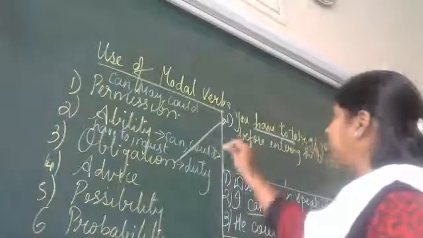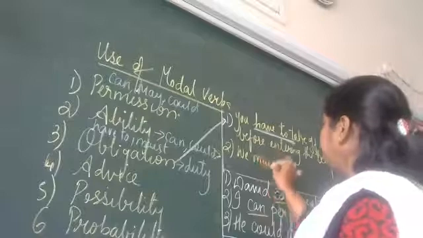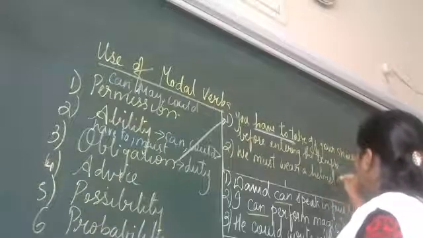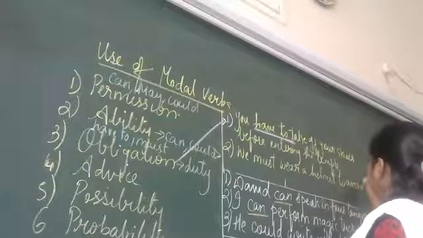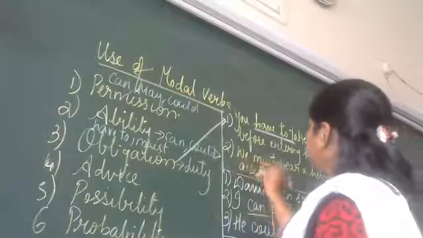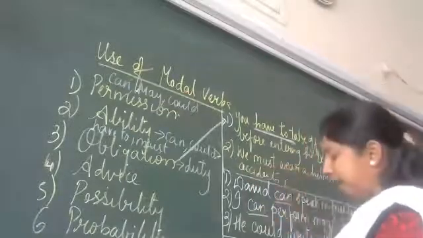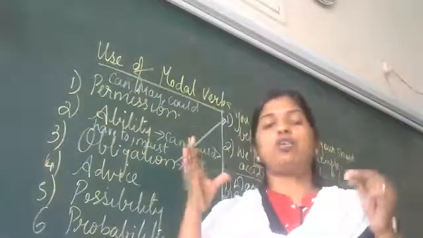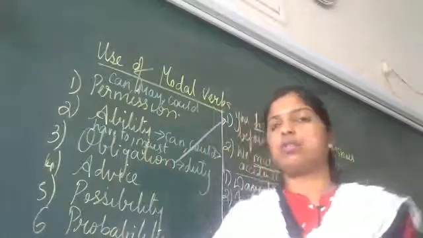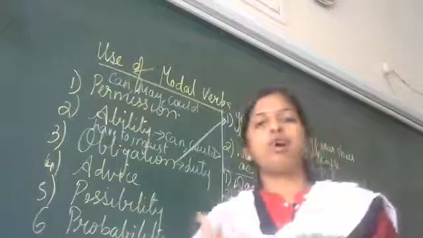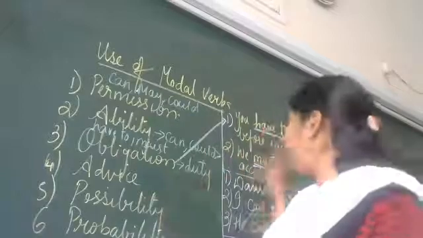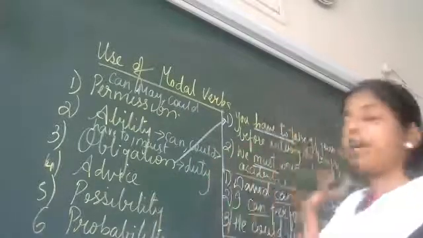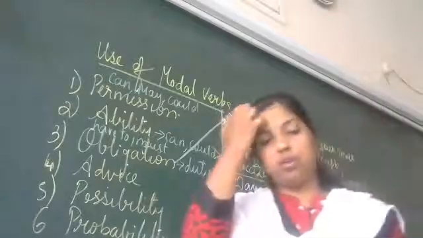One more I can tell you. We must wear a helmet to avoid accidents. Yes. So here again, must. Again, an obligation, that is our duty, that we need to follow the rules and regulations, the traffic rules. So we must follow this. So we must wear a helmet when we are riding a vehicle on the road, so that we can avoid accidents happening on the road.